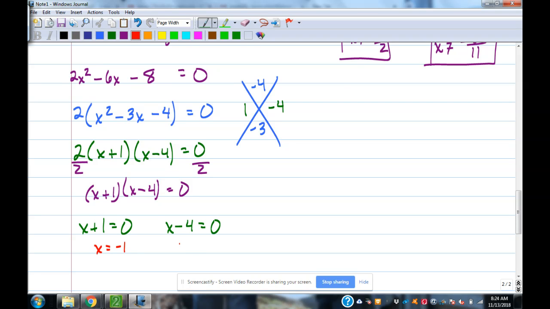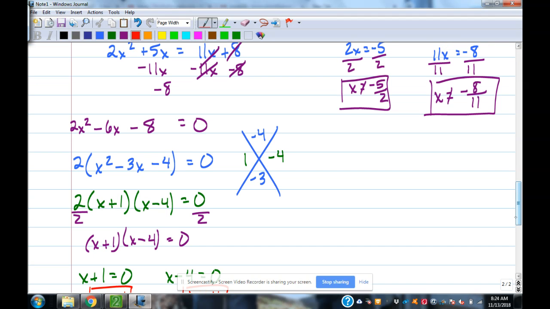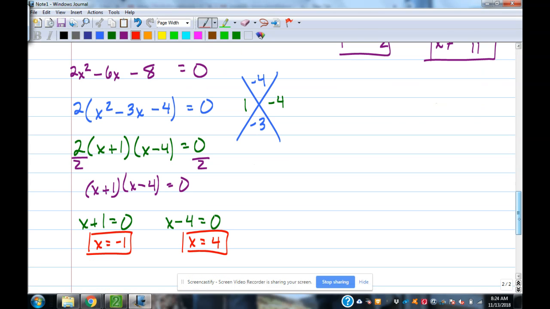X equals negative 1. X equals positive 4. Does either of those match our excluded values? No. Our excluded values were negative 5 over 2 and negative 8 over 11. Definitely not the same. So I'm going to keep both of those answers. Got 2 answers for that one. Okay. So that's going to come up. Solving quadratics.